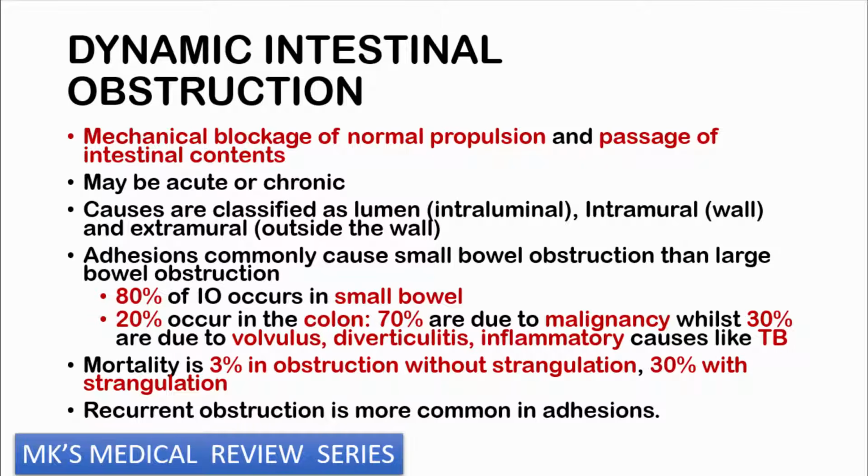So we shall begin and talk about mechanical intestinal obstructions, because those are the ones that are very, very common. So remember that here you're going to be having a mechanical blockage to the normal propulsion and passage of intestinal contents. This can be acute or chronic, or it can be acute on chronic. So the causes can be classified as luminal, meaning they are within the lumen. You refer to it as intraluminal, like I already mentioned in the prior slide. You could also have intramural, meaning that they are within the walls, or it could be extramural.